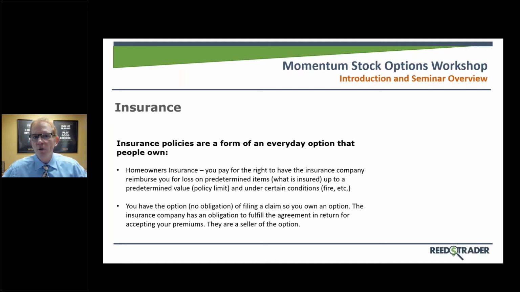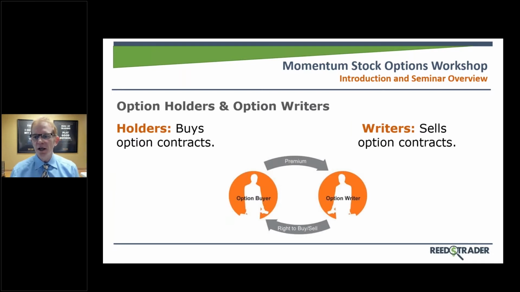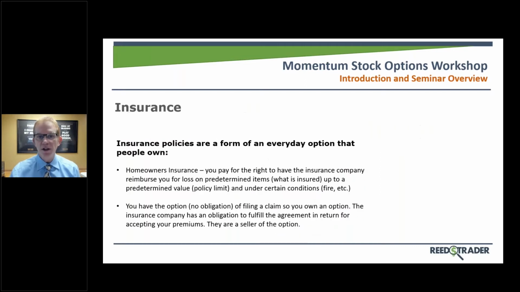So because you have the right, you really own an option. The insurance company has an obligation to fulfill the insurance policy agreement in return for accepting your premiums. So here we said a seller is a writer. Well, if we look at insurance, the writer of the insurance policy is the insurance company. They're the seller. So in this transaction, we give them cash, and then they take that cash and they store it, they invest it, they hold on to it, so they have reserves to be able to pay in the event you make a claim.